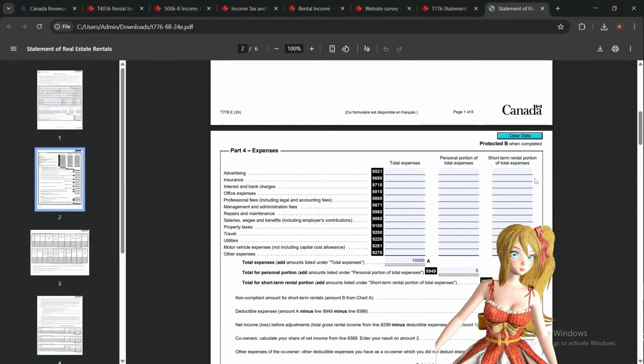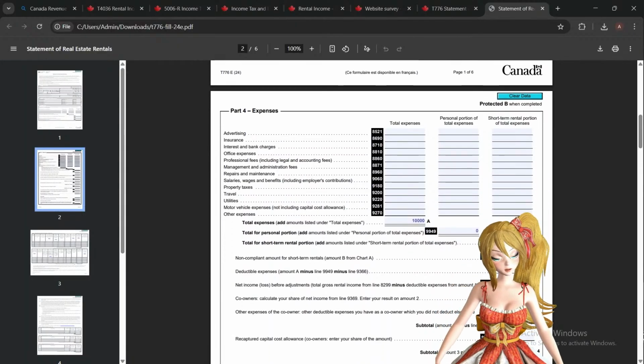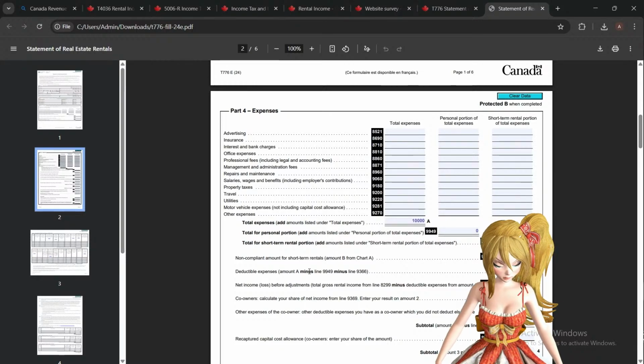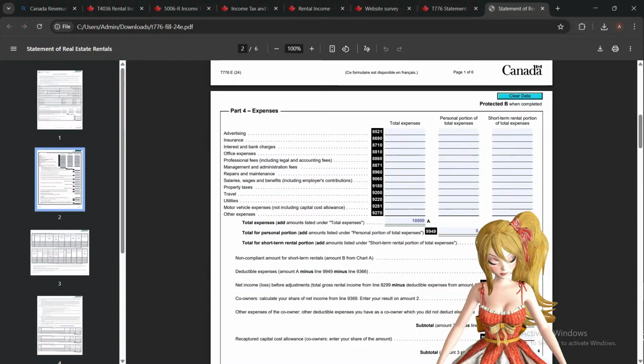Okay, let's make it more clear. Let's say they didn't pay 6,000. So they owe me $6,000. The deductible expenses would be 10,000 minus 0 minus the amount they didn't pay. So 4,000.